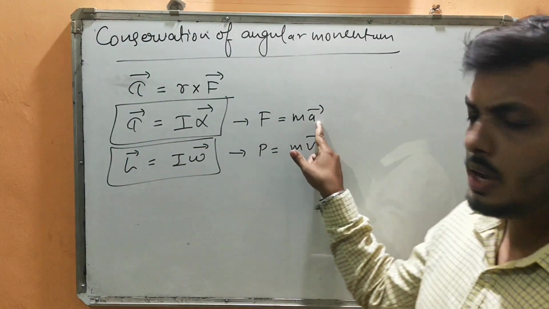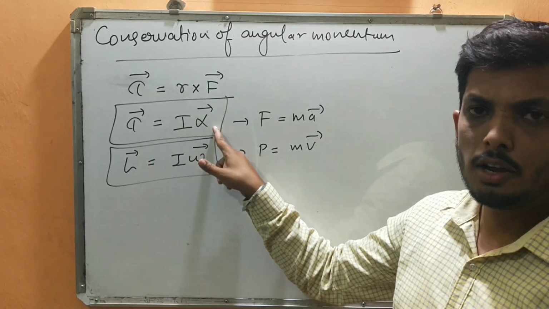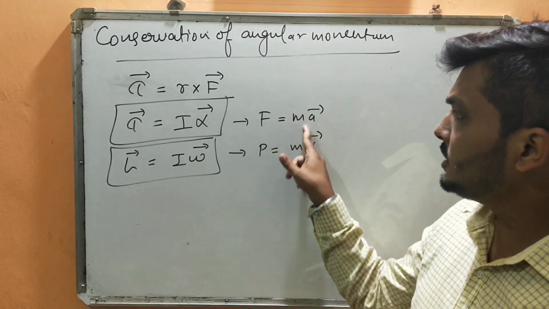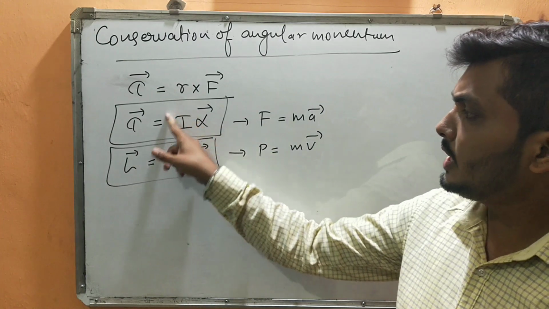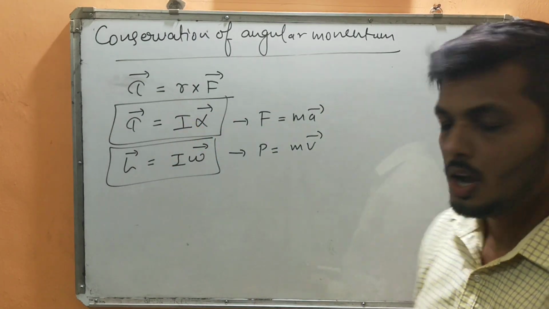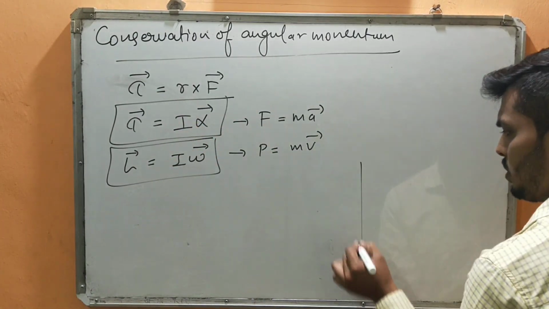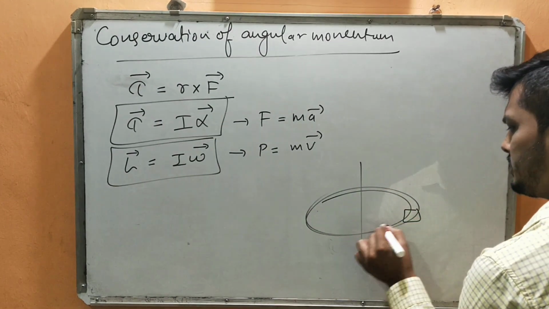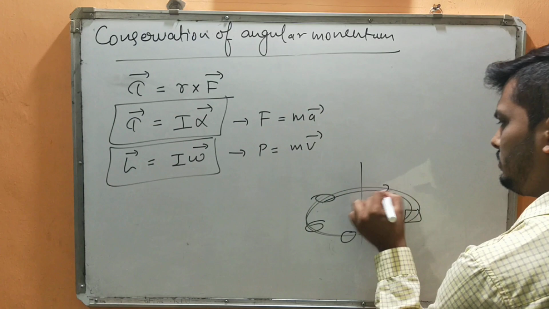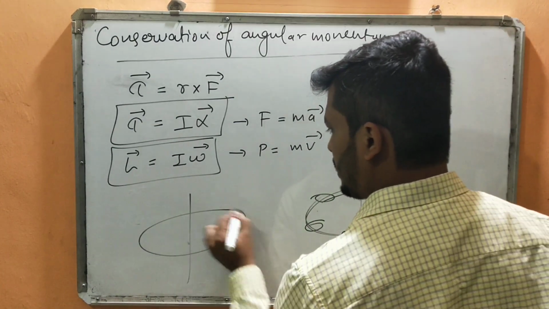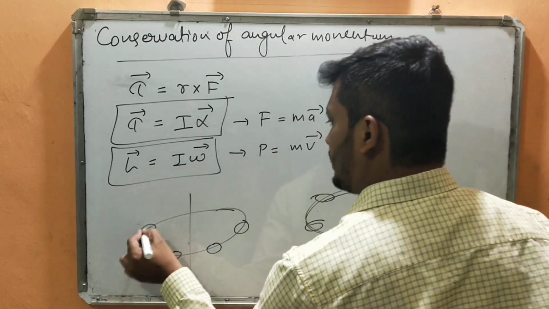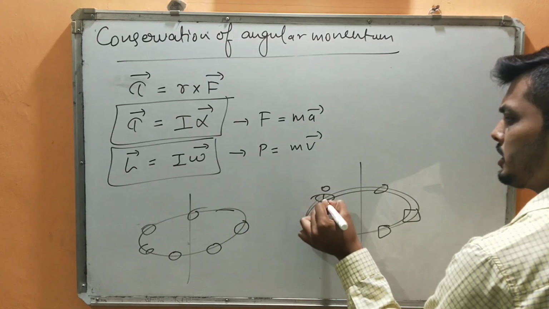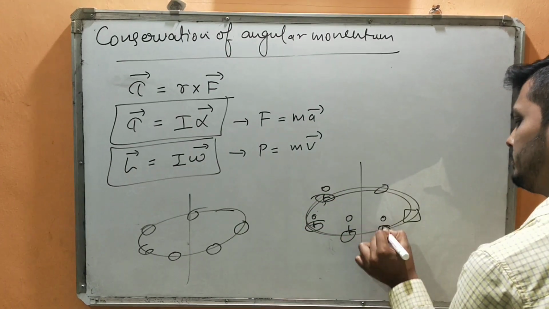F is equal to ma, torque is equal to I alpha. Whatever role mass is playing here, the same role is played by I here. Are you understanding? Got it? Suppose I'll give an example. This is our merry-go-round. It has certain seats here, and there is one more merry-go-round here. Seats here. All these seats are occupied by small children, right?